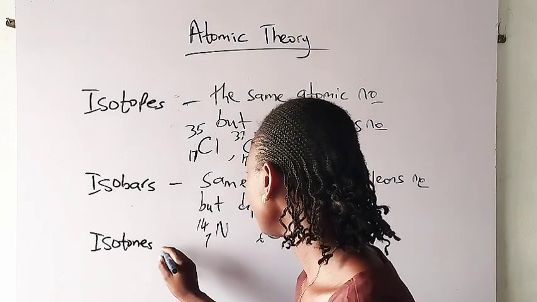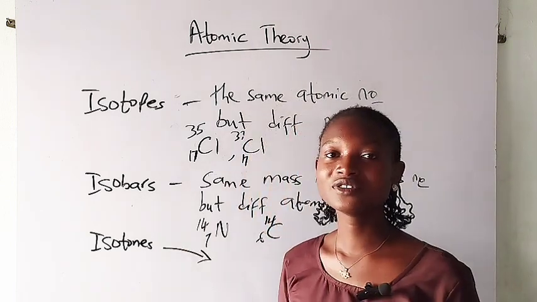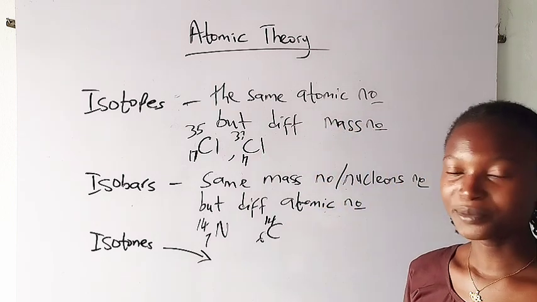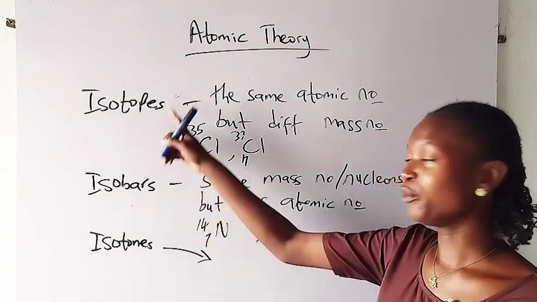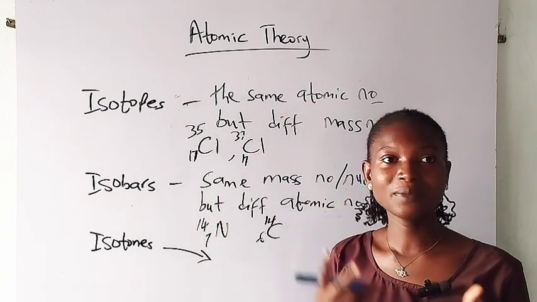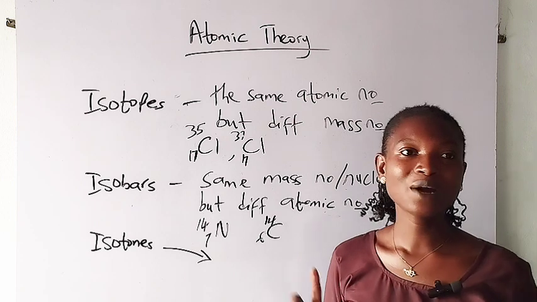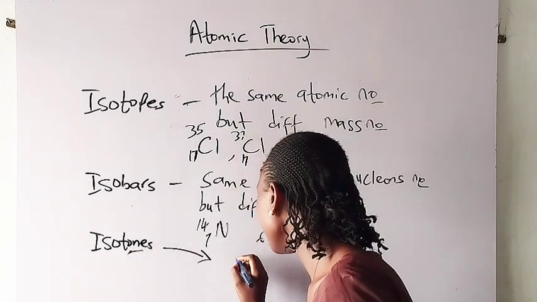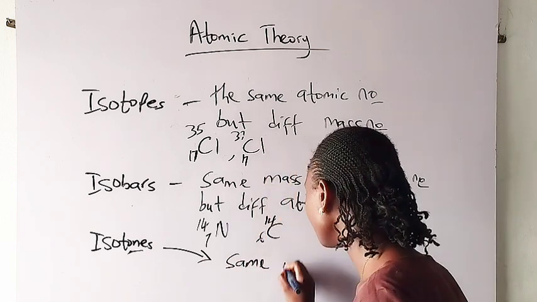Now let's move to isotones. Pardon me to write it like this. So isotones are atoms or elements that have the same neutron number. That's just where it is different from others. For the others we are using atomic number and mass number, right? But here we are more concerned about neutron number. So isotones have the same neutron number.